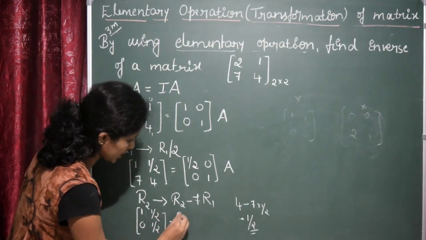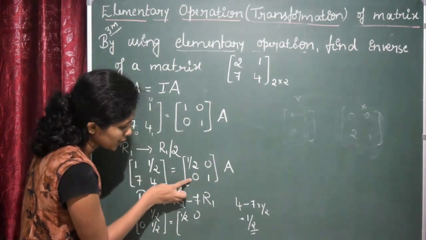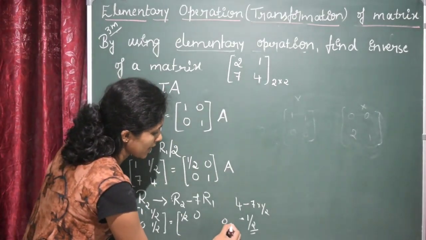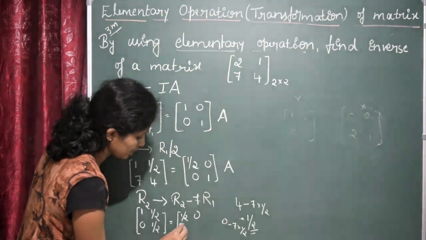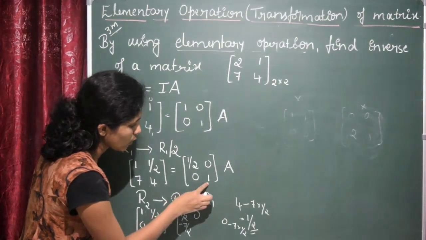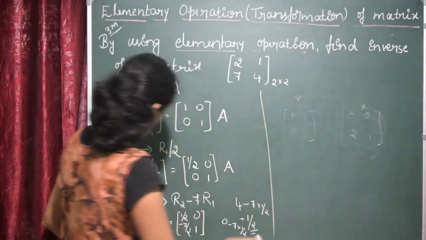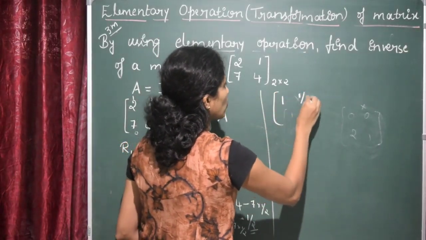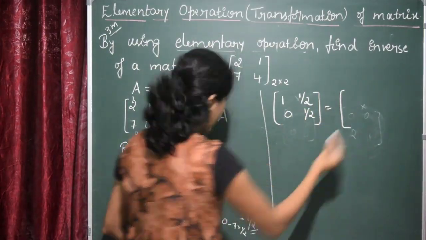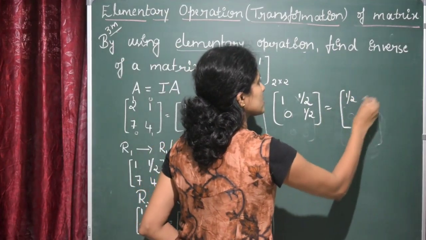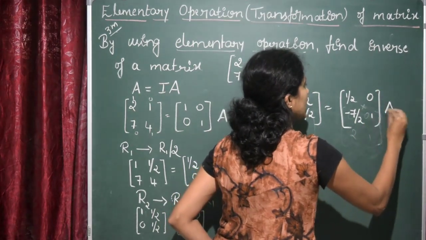Here also I have to apply the same thing. The first row is the same, that is 1 by 2 and 0. R2: 0 minus 7 into 1 by 2, so it will be equal to minus 7 by 2. And this is now 1 minus 0 into 7, it will be equal to 1. Is it clear? I'll write this one here. So we got 1 by 2, then 0, 1 by 2. So the matrix will be 1 by 2, 0, and minus 7 by 2, 1, into A.